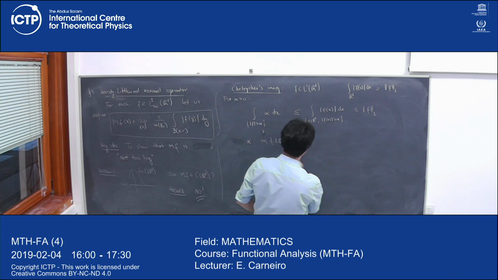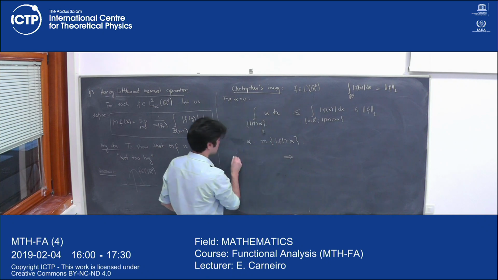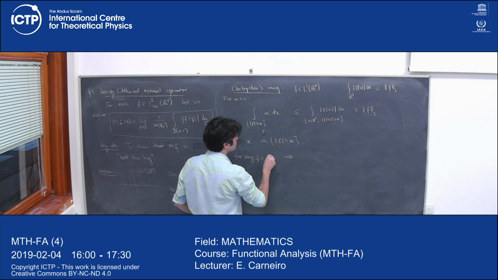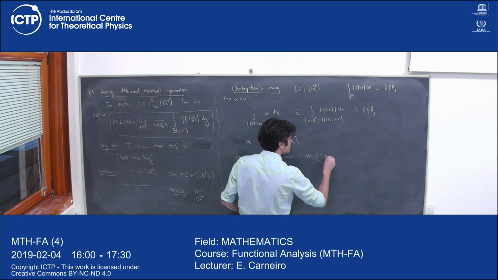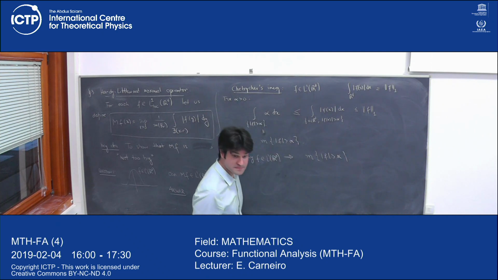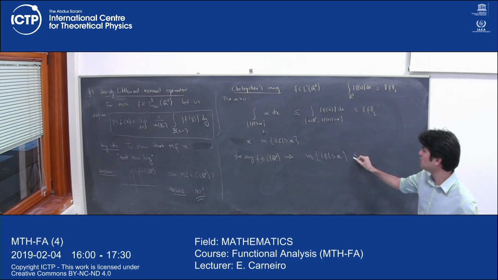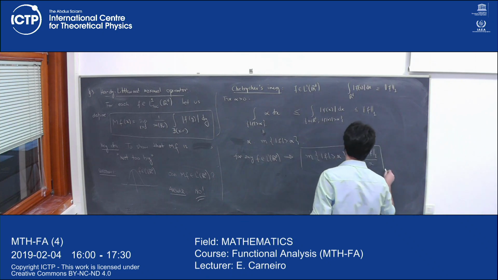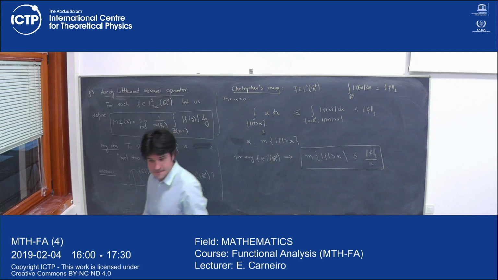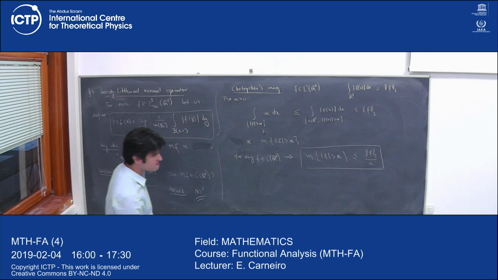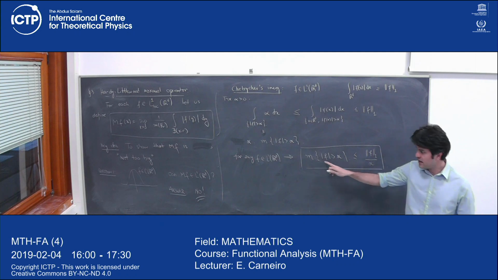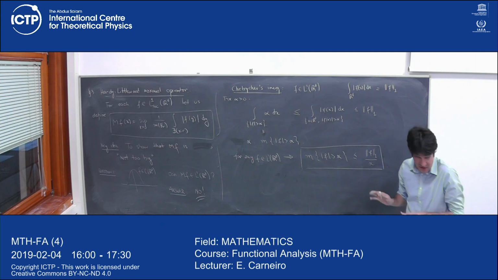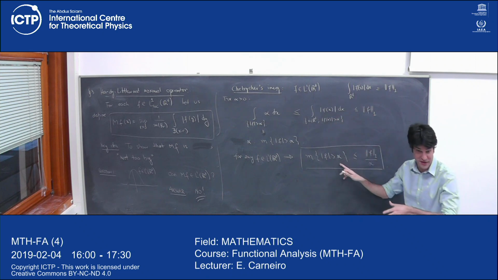So in conclusion, what this implies is that for any f in L1 of Rd and any alpha, the measure of this level set, the measure of this set where f is bigger than alpha, is smaller than this guy. You guys agree? Okay. So for any integrable function, this is what we call Chebyshev's inequality. The measure of the set where f is bigger than alpha cannot be very big, because my function is integrable.